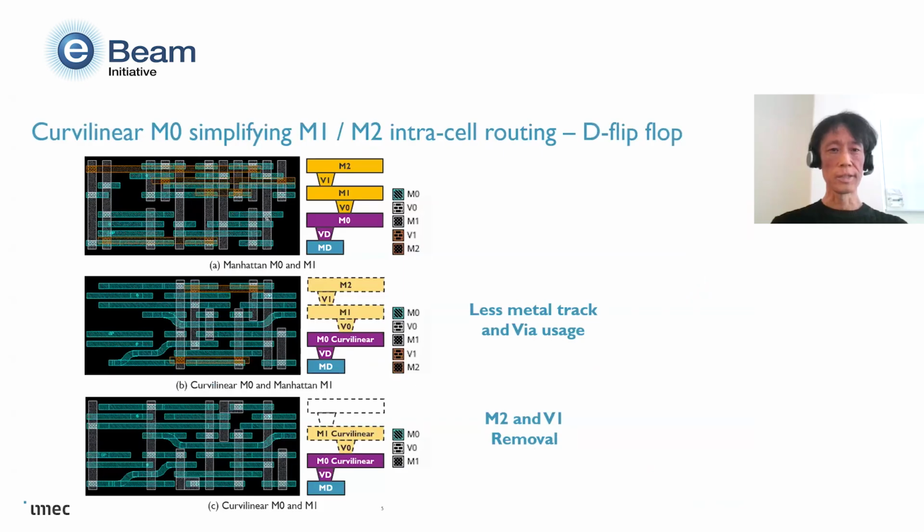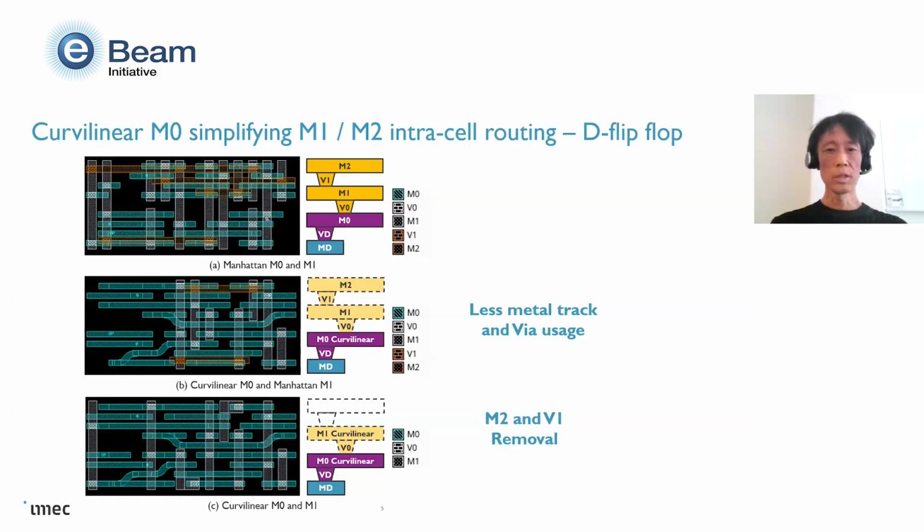Okay, let's go to the design. One of the most attractive applications of the curvilinear design is routing simplification inside the standard cells. This slide shows examples of the flip-flop implementation using three different routing approaches. On the top, both M0 and M1 use conventional Manhattan routing. Because routing directions are restricted, additional vias and metal 2 layers are required to complete the connections.